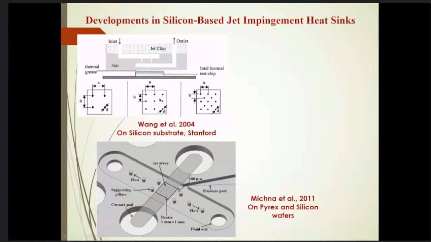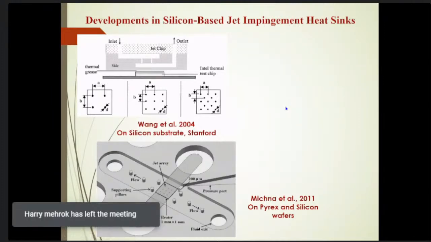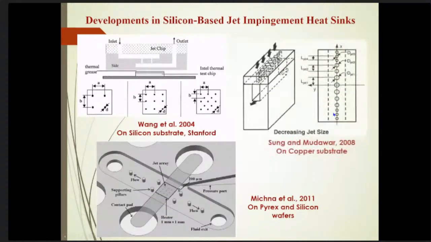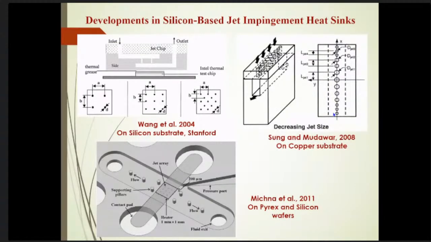It depends on the number of these impinging jets: as you increase the number, your temperature gradient will be further reduced. This was proposed, and it was successful in minimizing the temperature gradient, and also if there is any local heating, that can also be minimized through this.